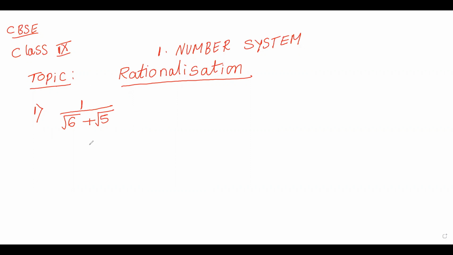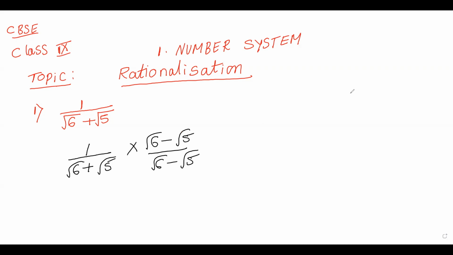Now, the rationalizing factor of root 6 plus root 5 is root 6 minus root 5. We should multiply and divide with root 6 minus root 5. You should take the opposite sign. In the denominator, if you are having plus, you will be taking the opposite sign and you will multiply and divide.